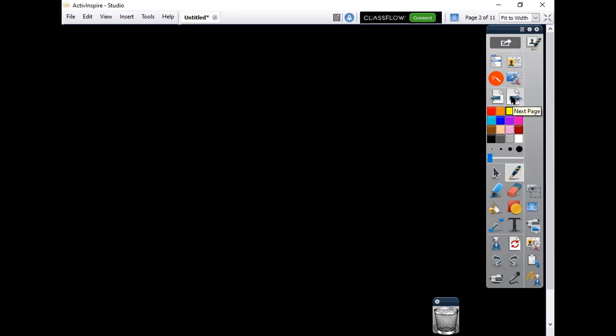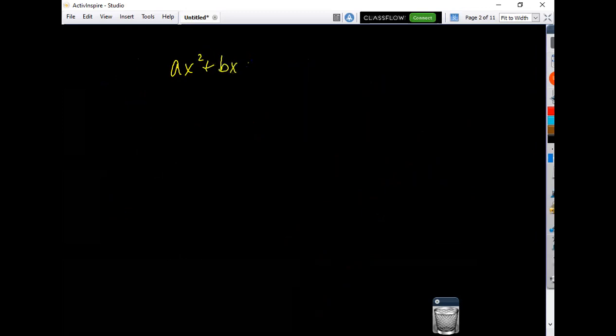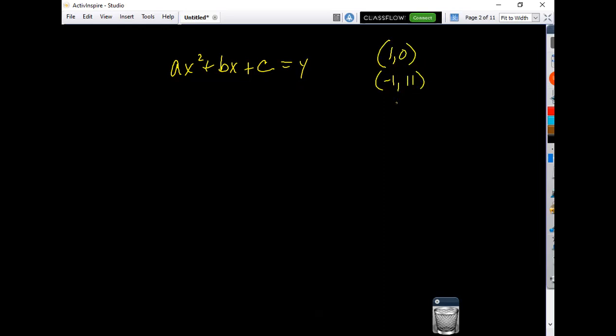The last one I want to go through with you is, so hopefully you remember that this is the general form for a quadratic. If I give you 3 points, so if I gave you these 3 points and told you that they fall on a quadratic, and I want you to find the equation of the quadratic. So 1, 0, negative 1, 11, and 2, 1. If those are the 3 points, well, here's how this works.